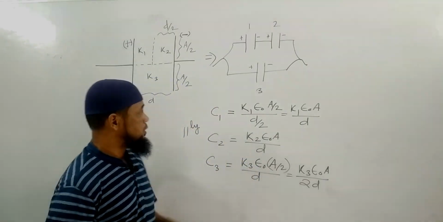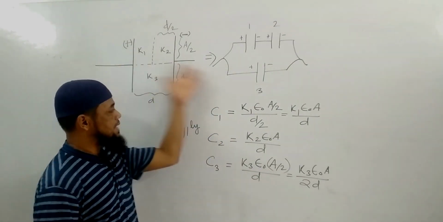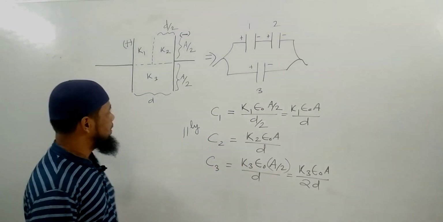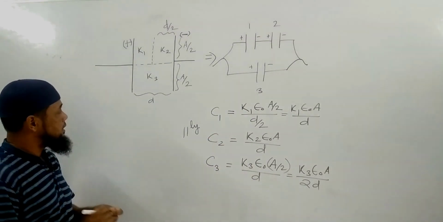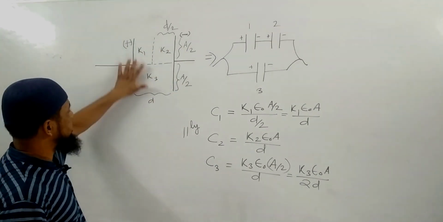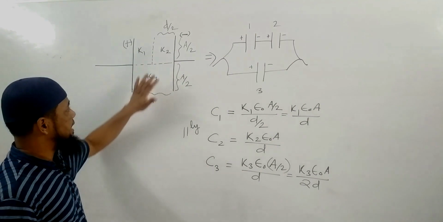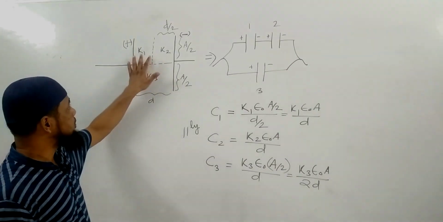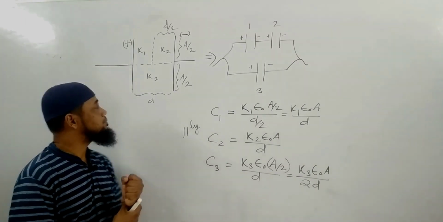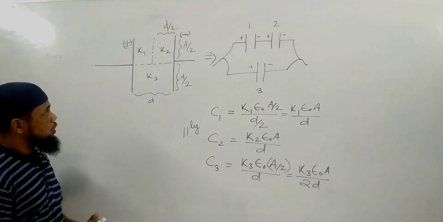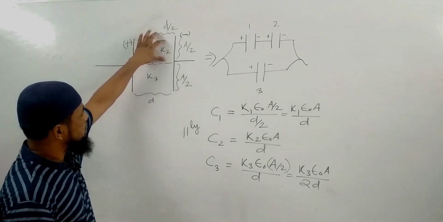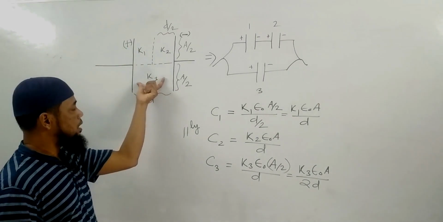So students, in the last class we stopped exactly at this problem. You can see we have filled up this particular capacitor with three different dielectrics, K1, K2 and K3. So we can assume this to be one capacitor, this to be another capacitor, and this to be the third capacitor.